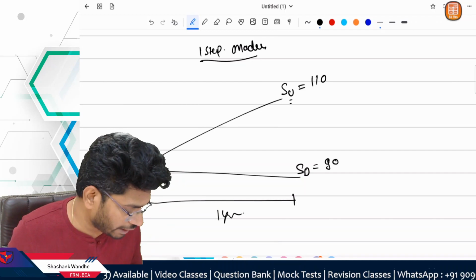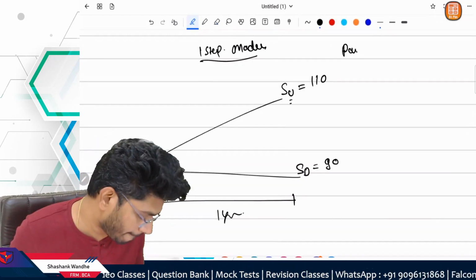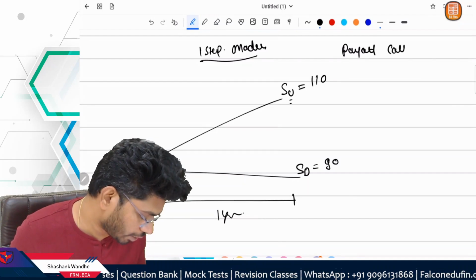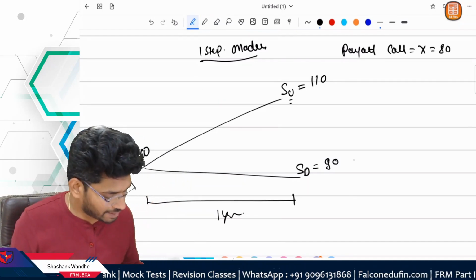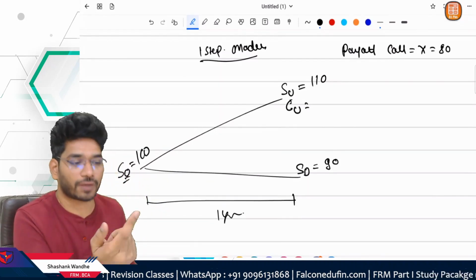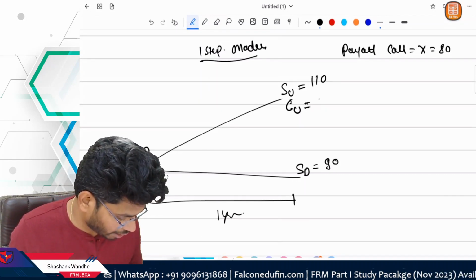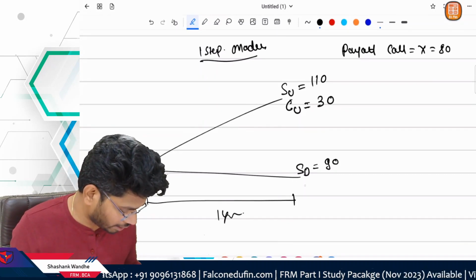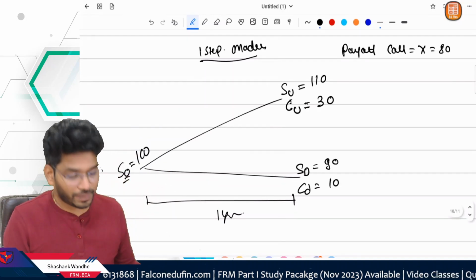Here we have to calculate the payoff, and let's assume the call option, where the strike price is equal to 80. We will get CU. CU means the call's payoff in the up movement or upward leg. So this is 110 minus 80, which is 30, and CD, the downward movement, is 10.